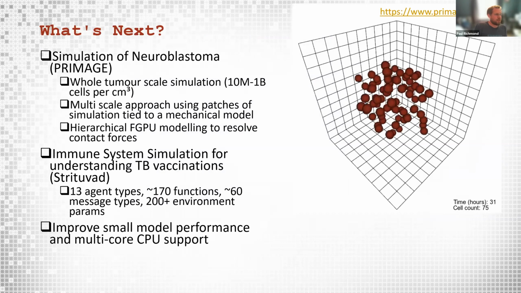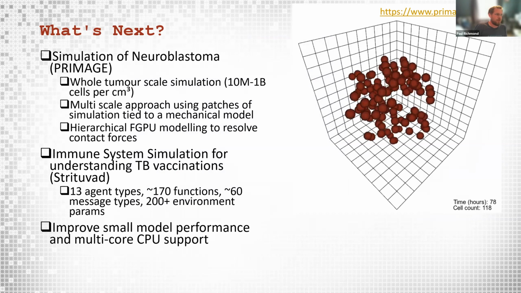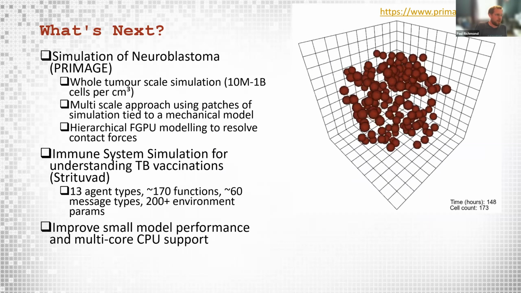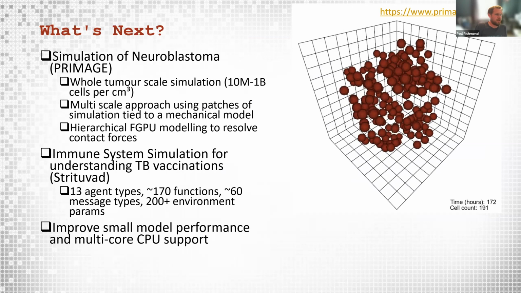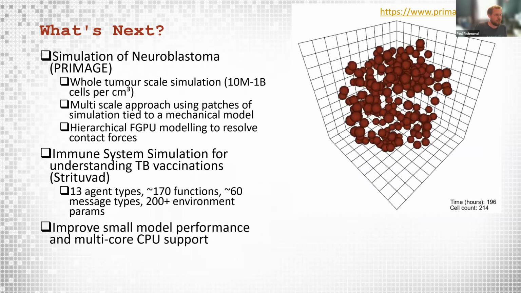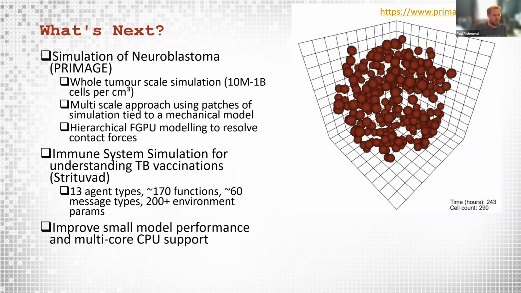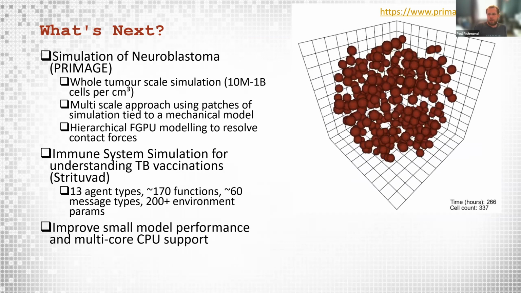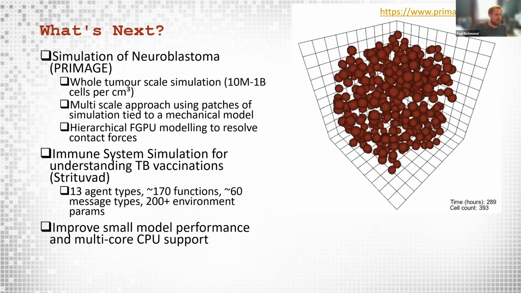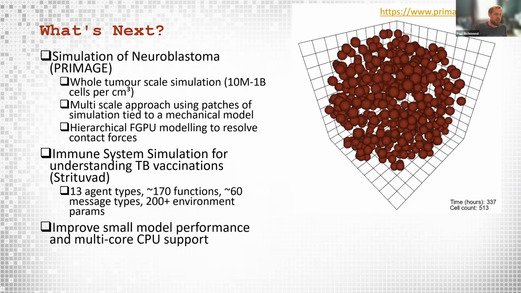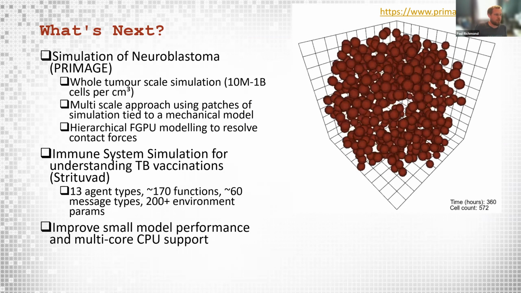So in terms of what's next, well, we have some big EU projects in which Flame GPU is being applied. In particular, the simulation of neuroblastoma. So this is ambitious in that it wants to simulate a whole tumor scale simulation. So that's 10 million to 1 billion agents. Although that's not contained within a single model, that's done using patches, and we use a multi-scale approach. There is a need to run a large number of patches, typically with around about 2 million agents each. And then the multi-scale approach does some harmonization between those two things.